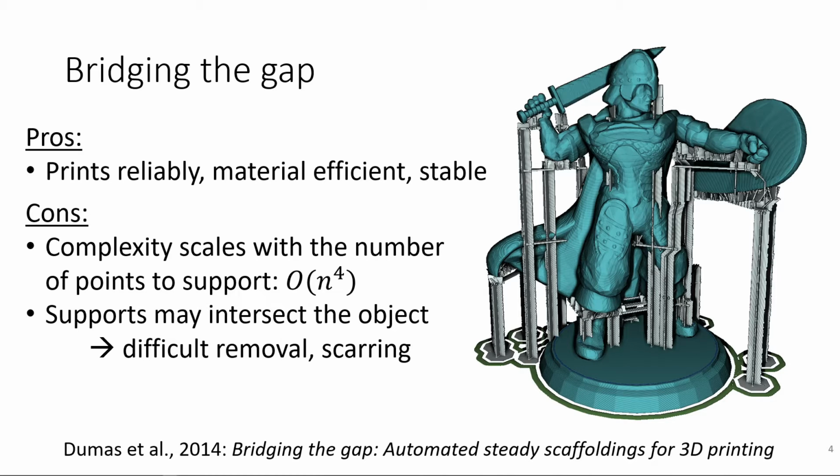This is a problem for objects with many overhanging features. Additionally, the public implementation of the method does not avoid intersections between the object and the support. This makes support removal harder and leaves scars on the printed object. You can see on the right, circled in red, some zones where the supports generated by this method intersect the figurine. Our goal is to have the best of both worlds and generate the same kind of structures while efficiently avoiding collisions with the object.